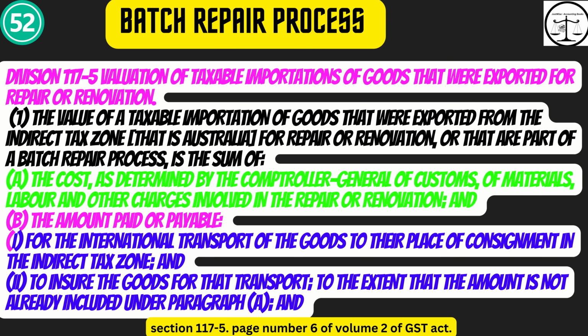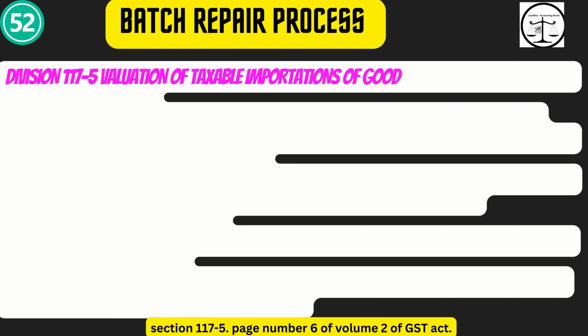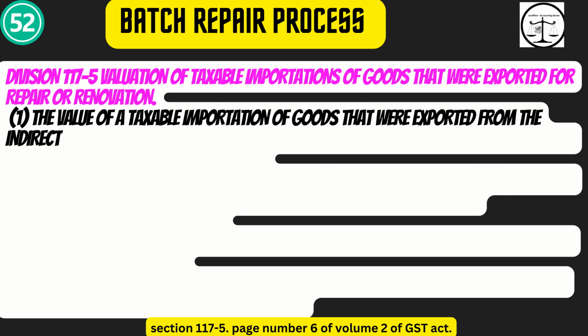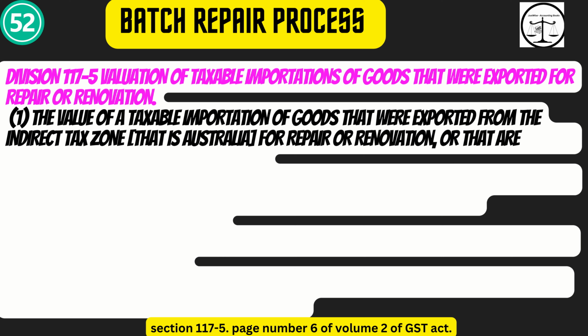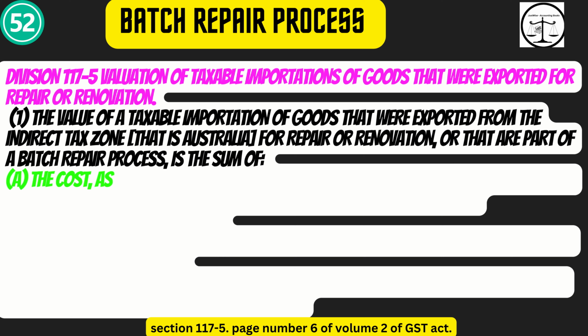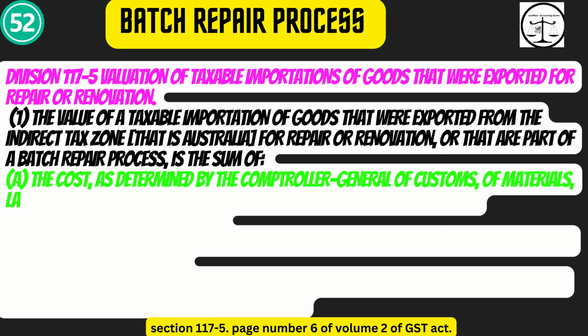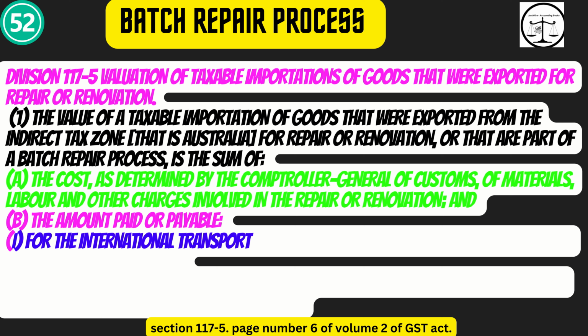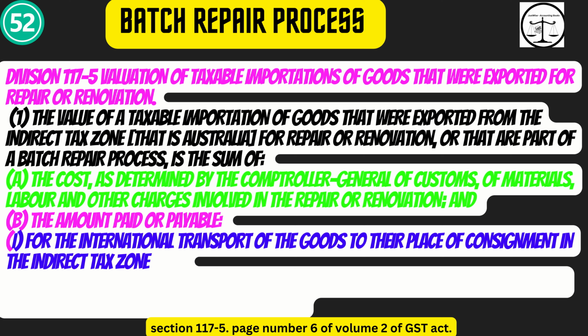Word number 52. Batch repair process has the meaning given by section 117-5. You can find this section on page number 6 of Volume 2 of the GST Act. Division 117-5 Valuation of taxable importations of goods that were exported for repair or renovation. 1. The value of a taxable importation of goods that were exported from the indirect tax zone, that is Australia, for repair or renovation, or that are part of a batch repair process, is the sum of a.